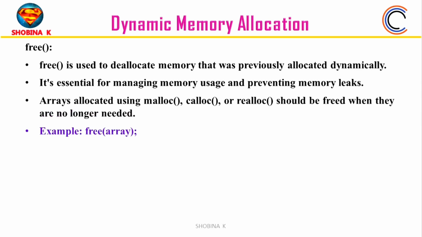The next function is free. The free function is used to deallocate memory that was previously allocated dynamically. As I mentioned earlier, it is essential for managing memory usage and preventing memory leaks. So when you allocate memory dynamically using malloc, calloc or realloc, it is important to free that memory when it is no longer needed. And it is done using this function. Here is an example. This line ensures that the memory allocated for the array pointed to by array is released.